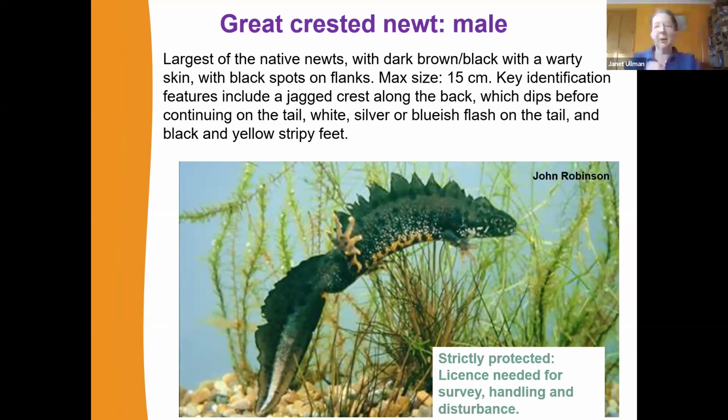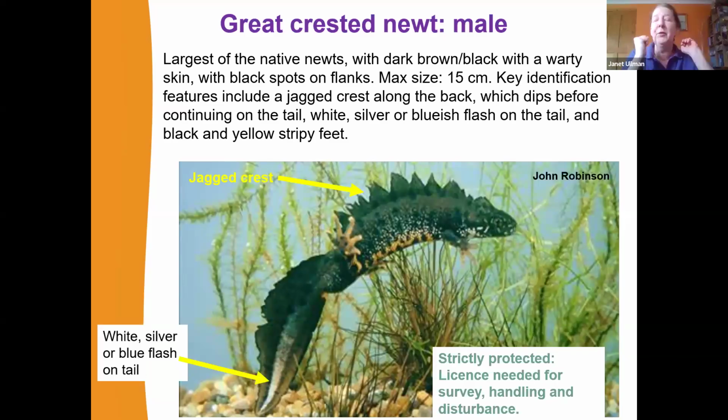So it's difficult to confuse with the smooth newt, because it does have that crest, but these are warty. Another name for them is the warty newt. So their skin has a rougher texture. This is the male, who has a broken, jagged crest. The tail has silver-blue flashes on it.